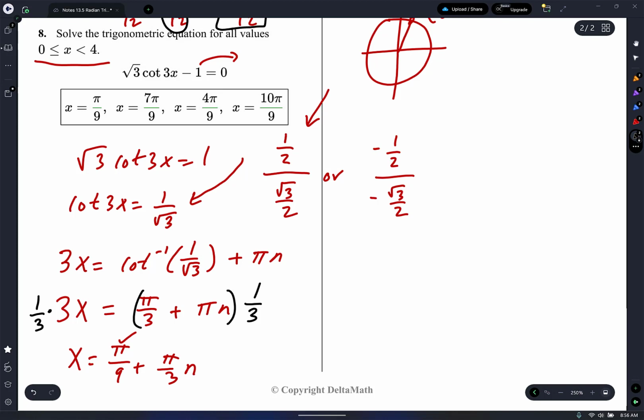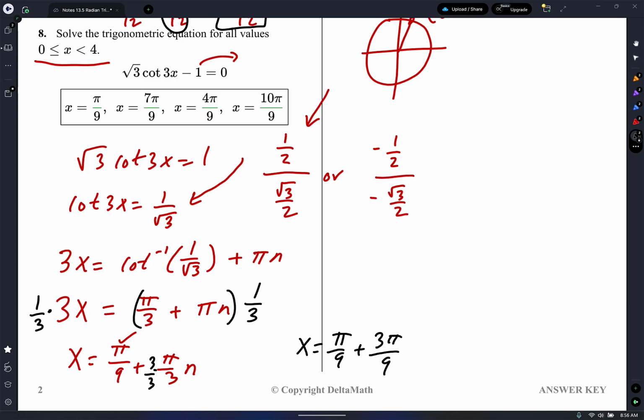Ready, Cepeda? That 3, I'm going to turn it to a 9, and I do that by going times 3 over 3, because of the common denominator. So I'm going to write x equals pi over 9 plus 3 pi over 9. So I do that first. What's 3 pi plus pi? 4 pi over 9.